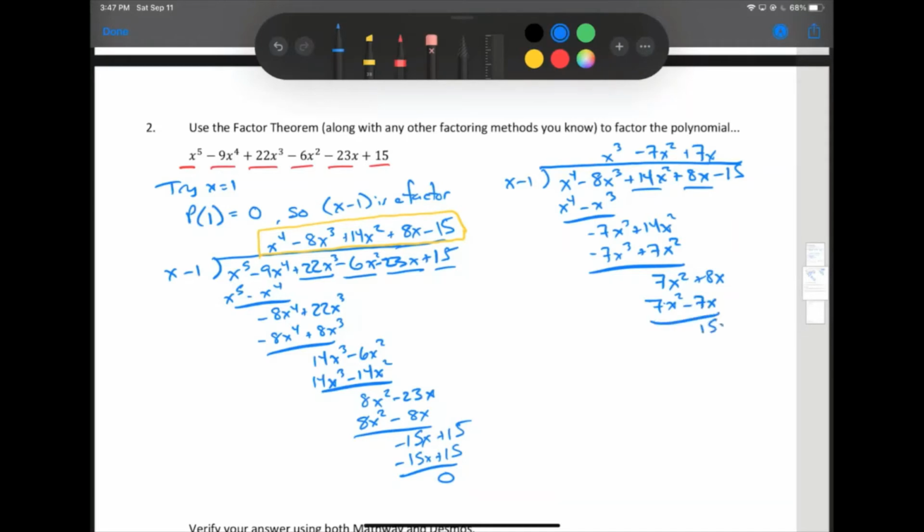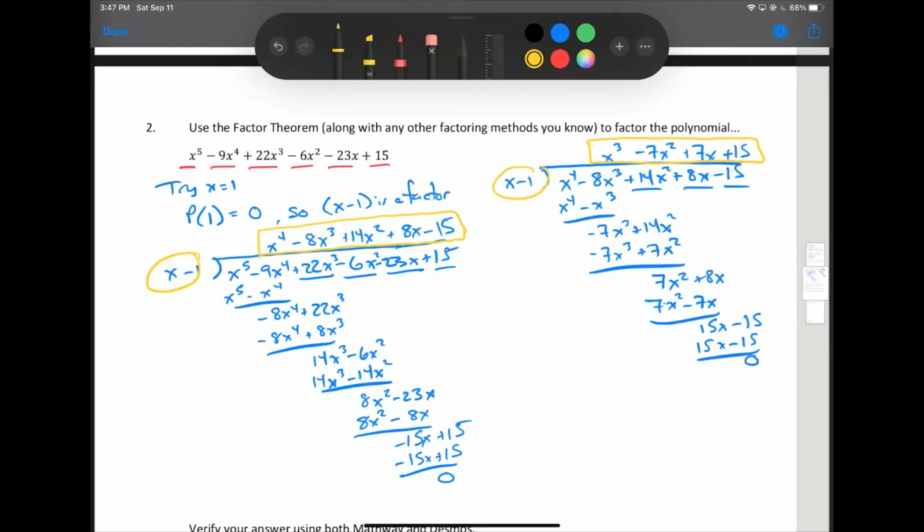That gives me 15x minus 15 plus 15. There we go. And we get a 0 again. Okay. So now we have that polynomial and 2 factors of x minus 1, since we divided out an x minus 1 there and an x minus 1 over here.